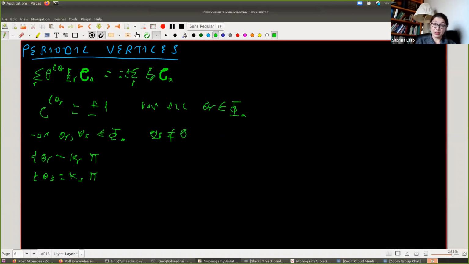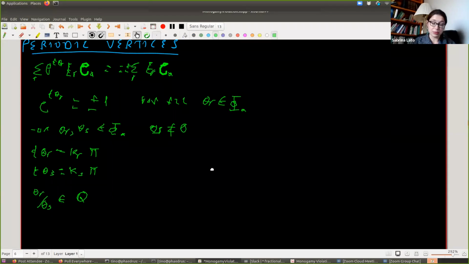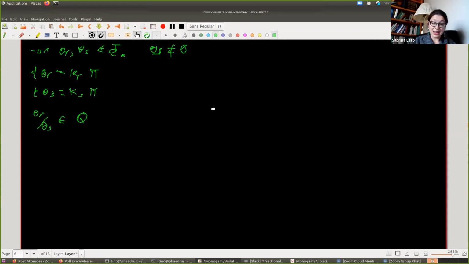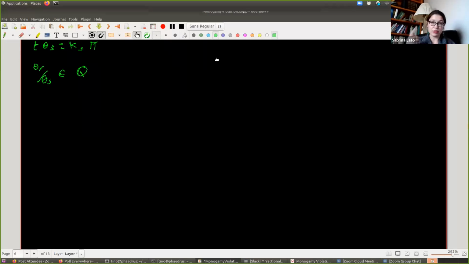So therefore, if we divide these two equations, we get that theta r over theta s must be rational. And we call this the ratio condition. There's a similar ratio condition for real symmetric matrices. It's actually a little bit more complicated. Here you can take advantage of the phase factor being plus or minus 1 to get this simpler condition.